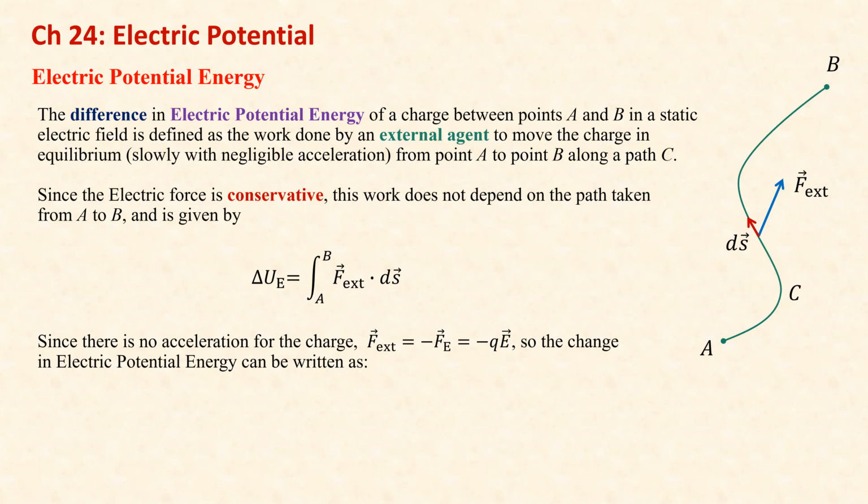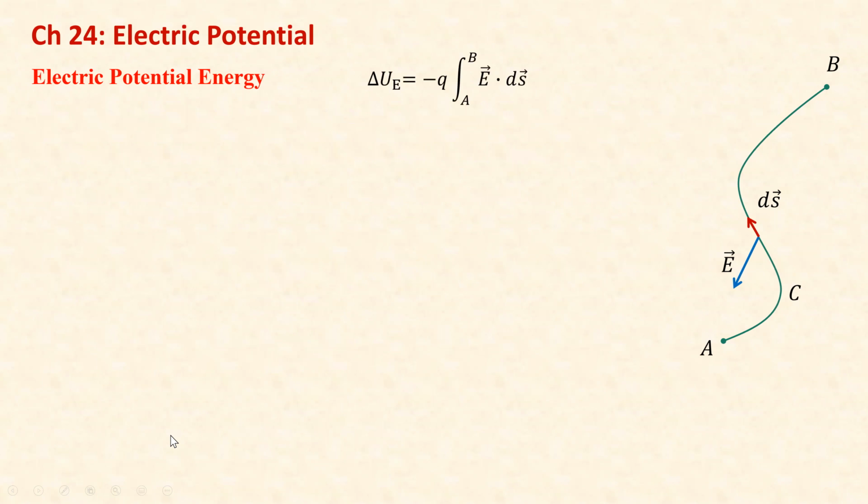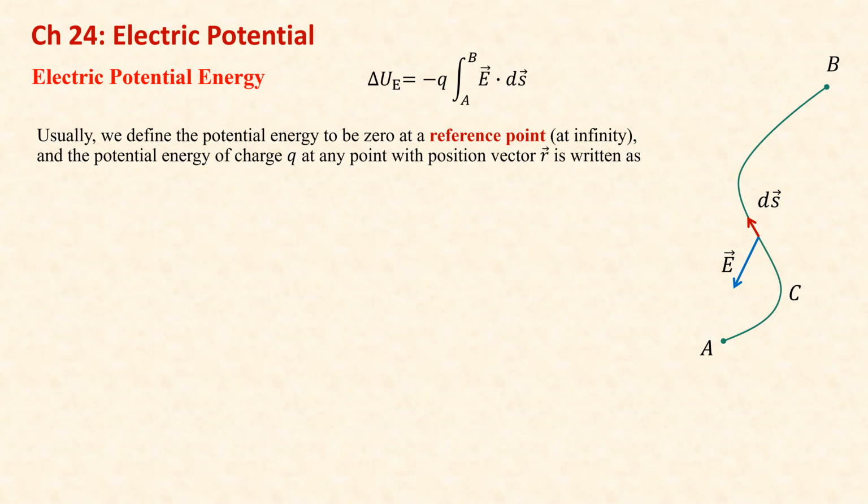So the change in electric potential energy can be written in terms of this electric field. And delta U becomes negative Q times the integral of E dot ds from A to B, right? So this is basically that because F external is negative QE. So we can write it in terms of the electric field. All right, so let's put that up here.